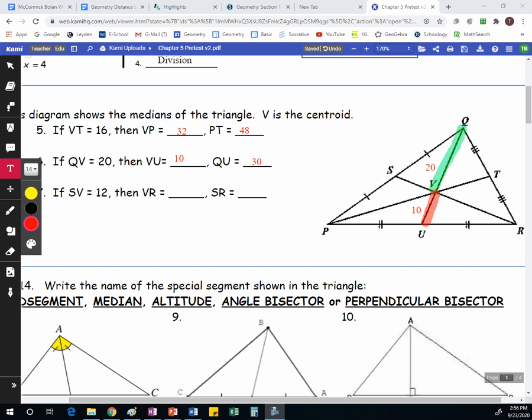So if you missed that, we're told the green part is 20 here. The red part here has to be half of that, so it's 10. And then the total distance, Q all the way to U, we just add those together. Now the third one of these problems says S to V is 12. So that's the short part. So we're going to double that to get the green one here. So VR would have to be double that, or 24. And the whole.